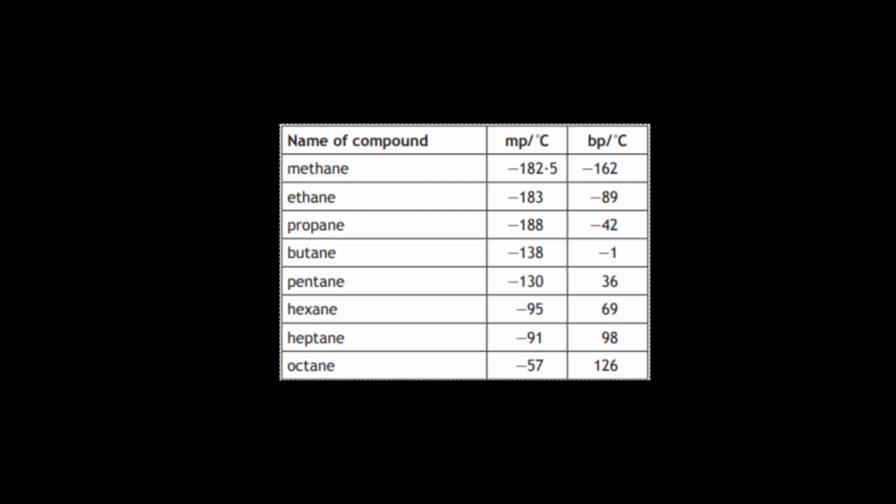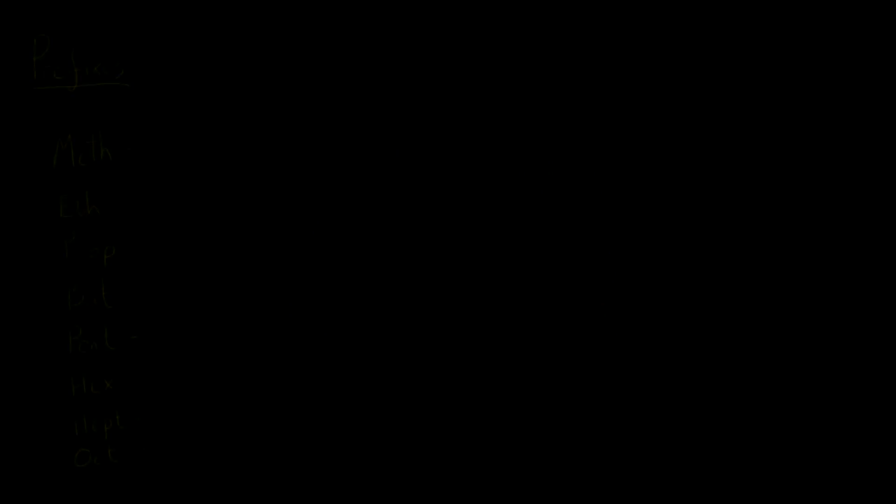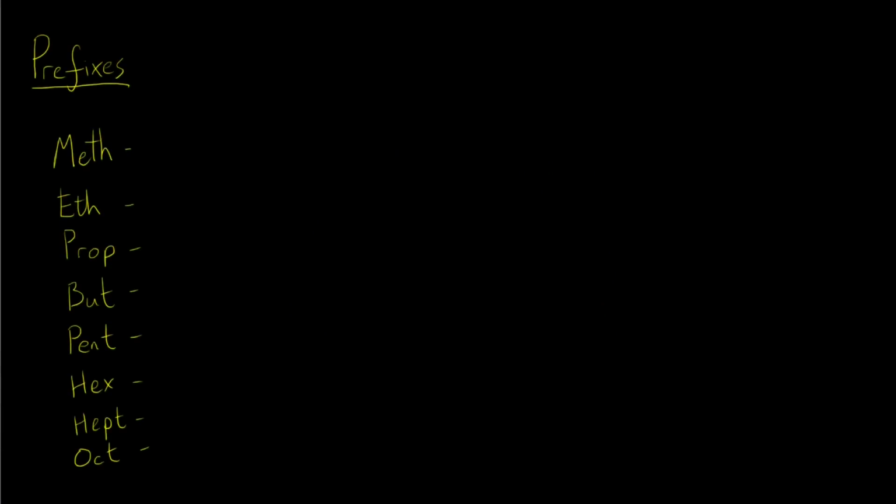But the first half of the name of the compound, the meth, the eth, the prop, but, pent, hex, etc., they tell us how many carbons are in the compound, and that is so important as well. So we really need to be able to associate something like meth as meaning one carbon, or eth as two carbons, prop, three carbons.